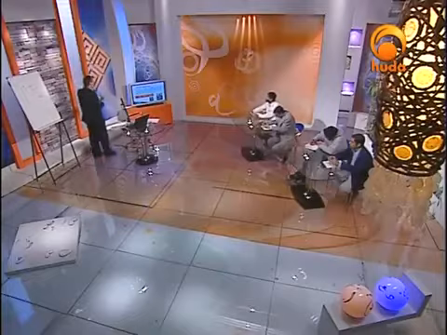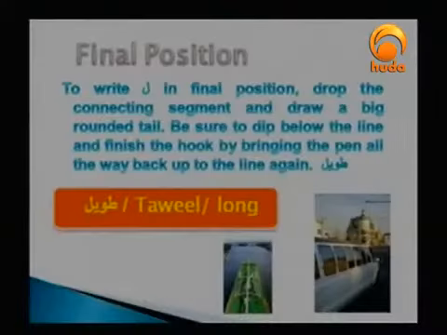Now let's move on to the final position for lam. In final position, drop the connecting segment and draw a big rounded tail. Make sure to dip below the line and finish the hook by bringing the pen all the way back up to the line again. Here is that.